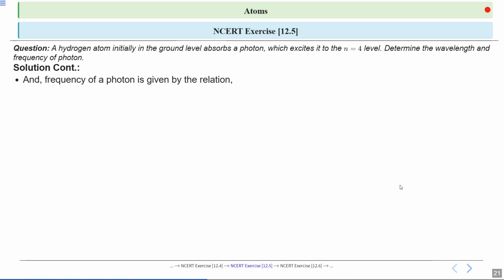To solve for frequency, let's recall the relationship between the speed of light, wavelength and frequency. The frequency of a photon tells us how many wave cycles pass a point each second. The formula is frequency, written as nu, equals c divided by lambda. Here c is the speed of light and lambda is the wavelength.